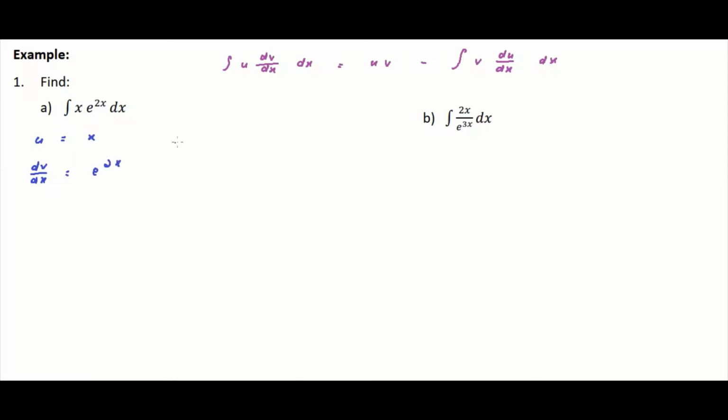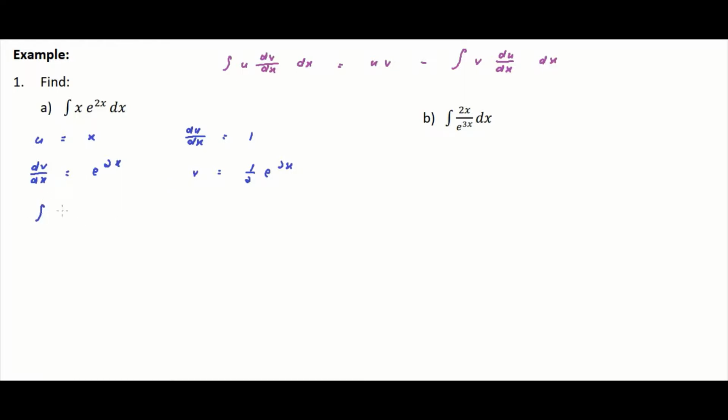Now you can find the differentiated form and the integrated form first. For u equals x, du/dx equals 1. That is differentiation. Now for dv/dx, you need v, so you need to do integration. So you must make sure that you are very clear with all of this, because you need to do differentiation for the first one and integration for the second one. When you integrate e to the power of 2x, you get 1/2 e^(2x). Now we can put them back into the formula.